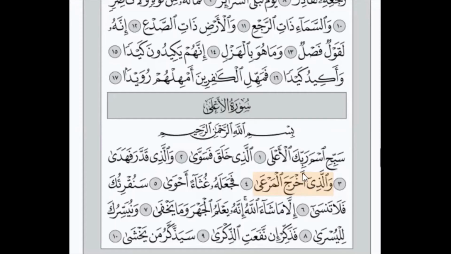Akhraja, kha is a heavy letter. It has a sukoon and it's preceded by a fatha. Therefore, it is heavy on the second scale. Ra has a fatha, so it's heavy. Al-mar'a, the lam here is a qamari lam. Lam qamariya, idhar. Qamari is the ruling, which means you make it clear.